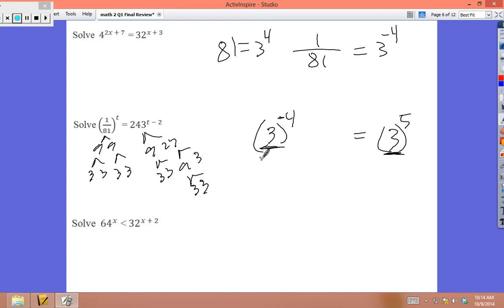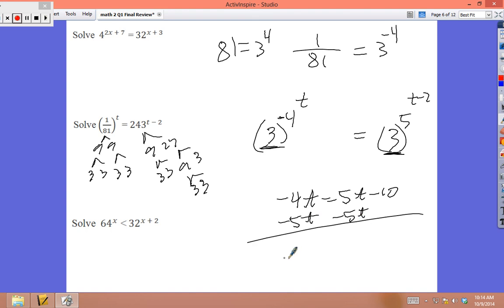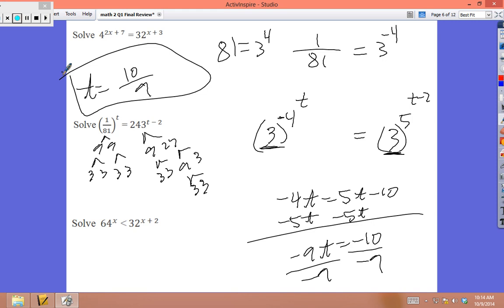So now I need to put the exponent in, which was a t, and this is a t minus 2. So I got to times them because I got two levels of exponents. You multiply them, so -4t equals 5t minus 10. And I'm going to minus 5t's, minus 5t's, a minus 9t's equals a minus 10. Divide by a minus 9, divide by a minus 9. So t has got to be 10/9. It's a fraction, which is alright, but it's positive because the negative divided by negative is going to be positive.